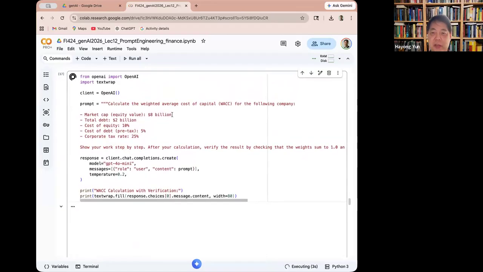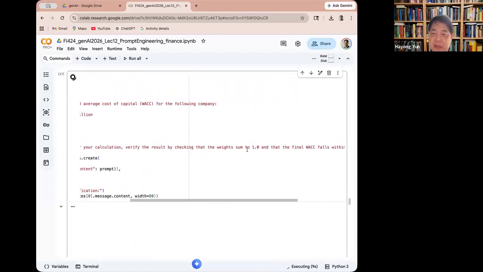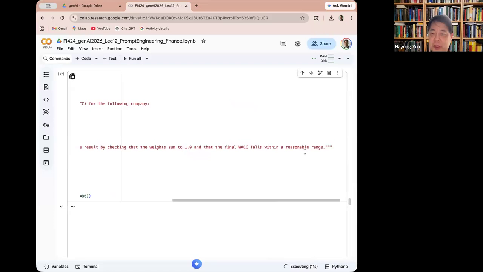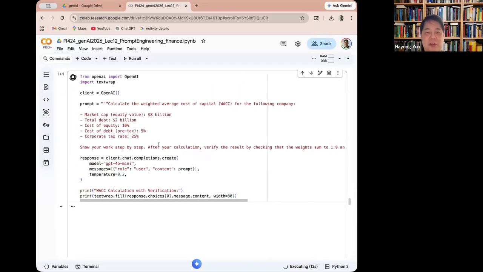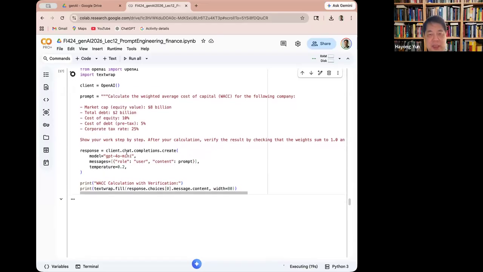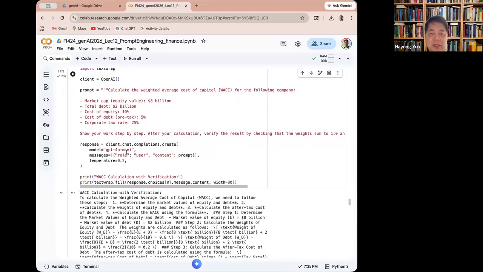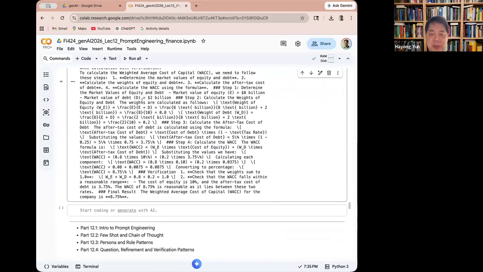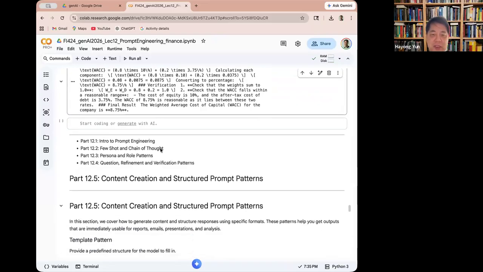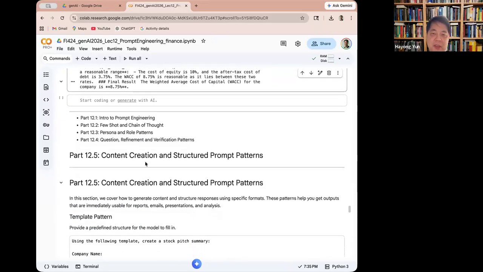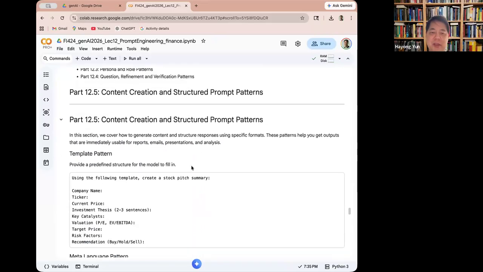So cognitive verifier. Calculate the weighted average cost of capital for the following company. Show your work step by step. After calculation, verify your result by checking the weights sum to one, and then you can give these kinds of constraints to check the answers. Again, the thinking takes a little bit longer, but you can see that step by step it does all these kinds of things. And then content creation and structure prompt patterns.